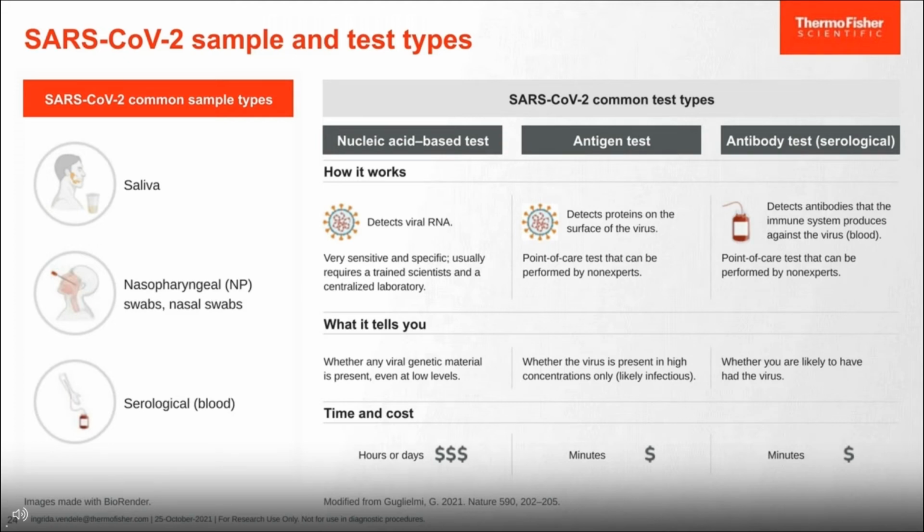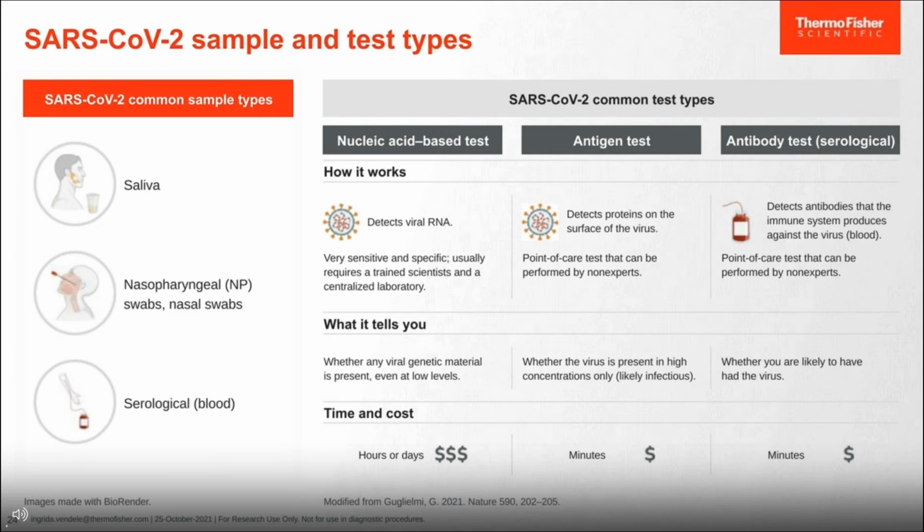Shown on the right, there are 3 common types of SARS-CoV-2 testing: nucleic acid-based, antigen-based, and antibody tests. Nucleic acid-based tests detect SARS-CoV-2 RNA, this is colored in red. These tests may be called PCR or qPCR tests and are very sensitive and specific. Most nucleic acid testing requires trained scientists and a centralized laboratory to determine if the virus is present. Therefore, these tests often take hours to days to perform and may be expensive.